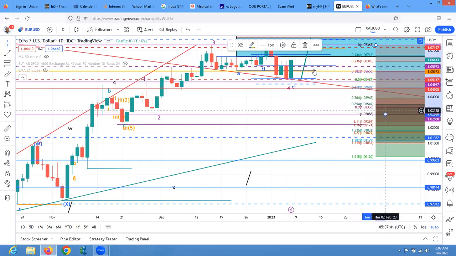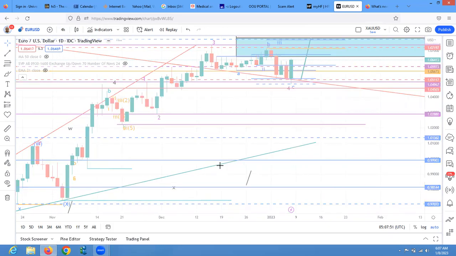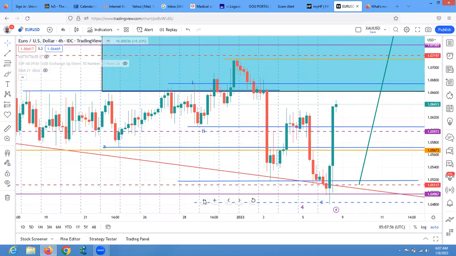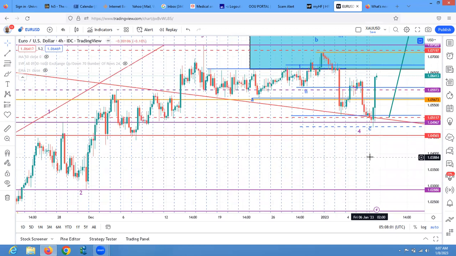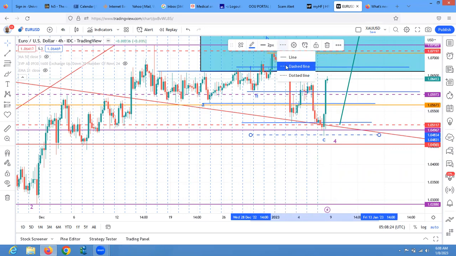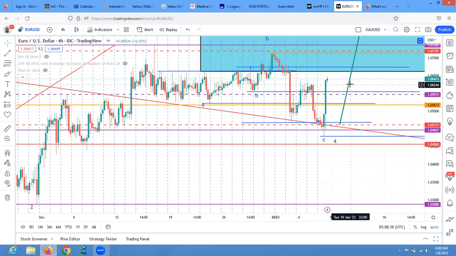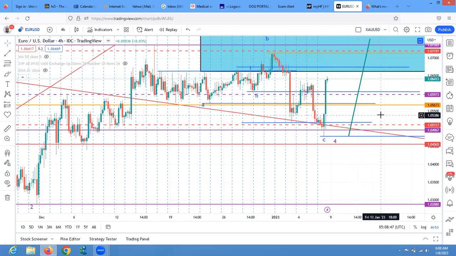So now with this, let's go inside a 4-hour candle to look at it very well. Now, technically, this one still looks like a 4, but a 4 with a whole lot of question mark to me. And I will tell you why it's with a whole lot of question mark.